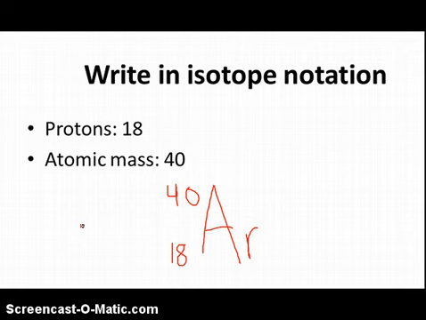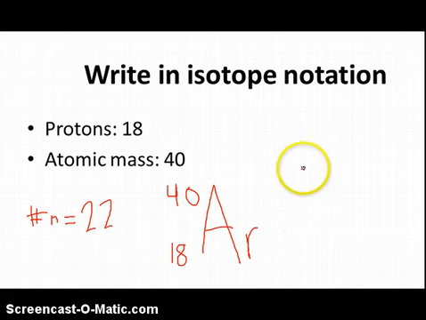Now, if I want to take a step further and I want to know the number of neutrons that I have in this isotope, then remember that we have to subtract 40 minus 18. So in this case, the number of neutrons, if we want to find it out, will be equal to 40 minus 18, which is 22. So we would have 22 neutrons in this isotope.